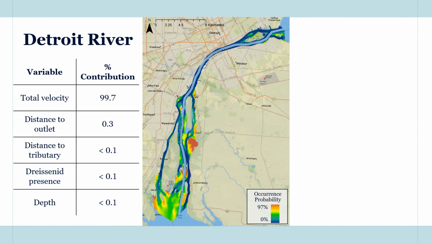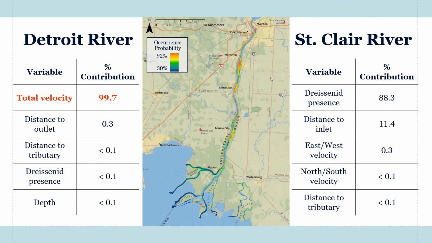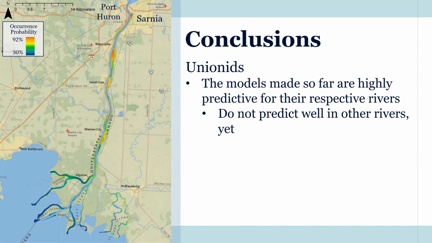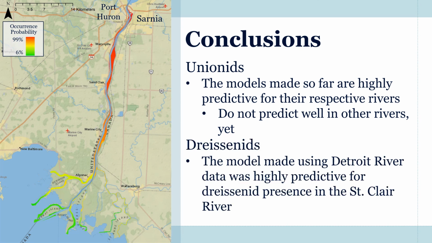So here's the unionid species distribution model created for the Detroit River and the variables used to create this model. Now the major contributing variable to this model is total water velocity. Now compare this to the variables used to create the St. Clair River model, where the major contributing variable is estimated Dreissenid presence. So the main contributing variables for these models are not the same. So it makes sense that the models are currently unable to project well to the other river. This tells us that the unionid models made so far are highly predictive for their respective rivers, but do not predict well in other rivers, at least not yet anyway. This is strongly contrasted by the Dreissenid model, which was highly predictive for Dreissenid presence in the St. Clair River and could potentially be used to predict presence in other large river systems.